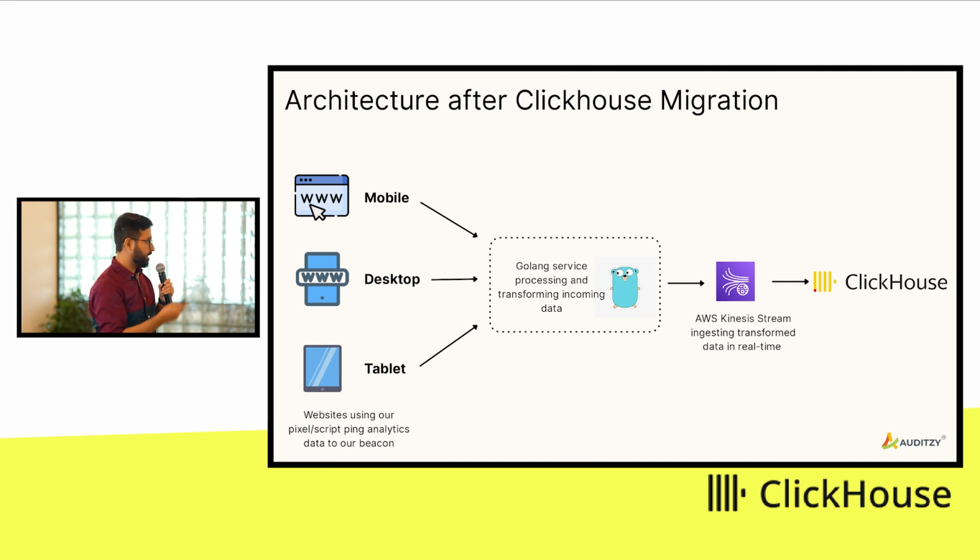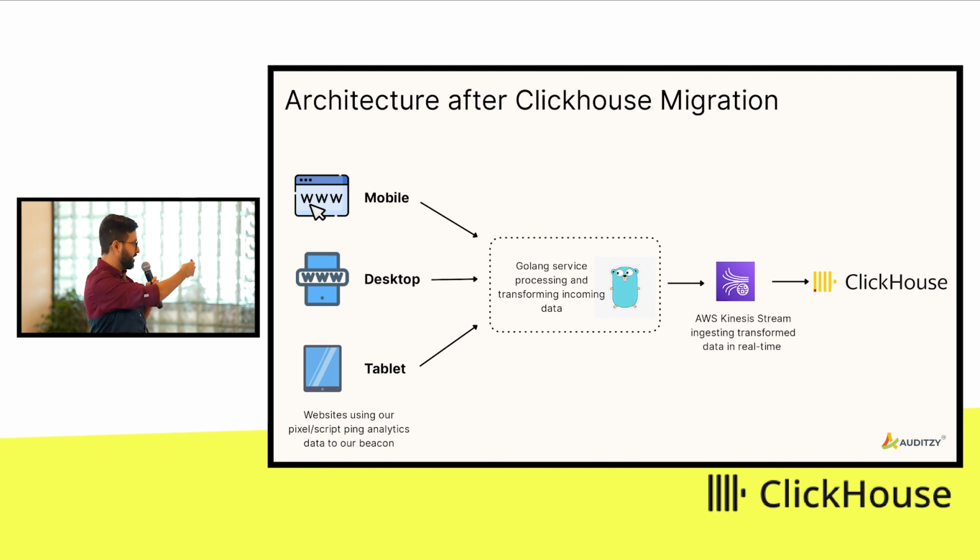Now this is how the architecture looked after the migration. More or less, it's the same. From the left, you have data incoming from the different devices where our script is active, received by the backend service, data gets transformed and enriched, received by the stream, and then it gets sent to the final destination. Now this final destination has changed, right?